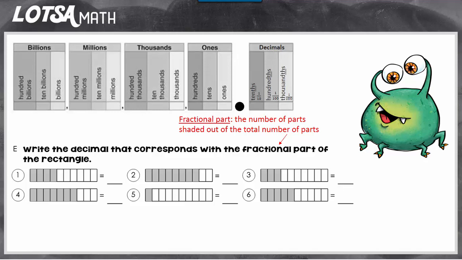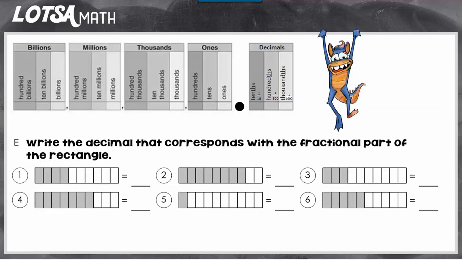So let's look at some examples of how to do this. The first thing we need to do is find the fractional part of the rectangle. So what we're going to do is find the denominator, which is the total number of pieces. So we have 1, 2, 3, 4, 5, 6, 7, 8, 9, 10. We have 10 pieces, and the amount shaded is 4. So the fractional part of the rectangle that's shaded is 4/10.